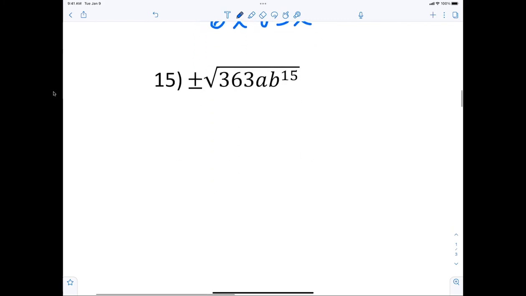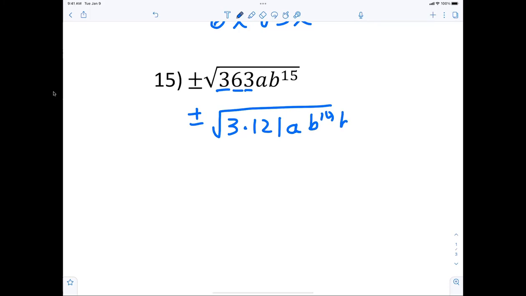All right. Now, plus or minus. What number goes into 363? 3 goes into 363 121 times. That was a hard one because most people can't find the perfect square. We already know 121 is what? 11. All right. Then it would be a, b to the 14th times b.